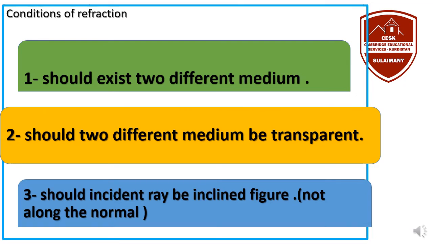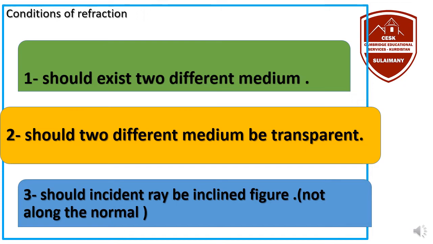Number 1, there should exist 2 different mediums. What does it mean? For example, we have air and glass, or glass and glycerin, or glass and diamond. So these are 2 different mediums, very necessary in order for refraction to happen.